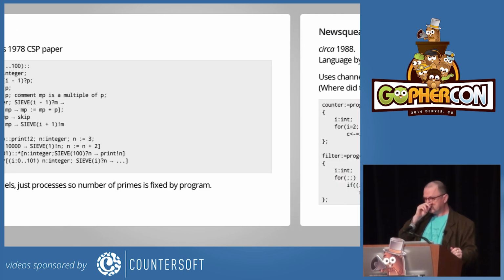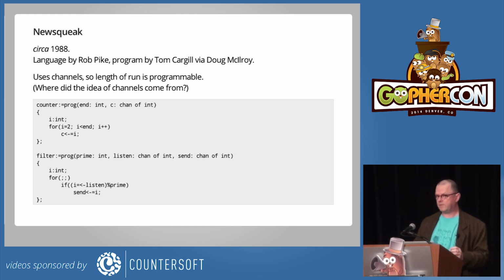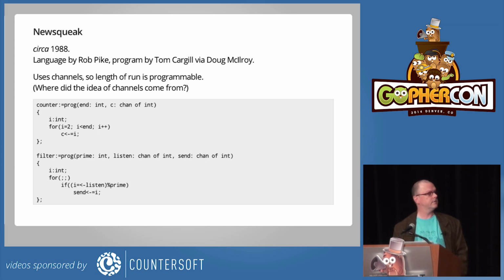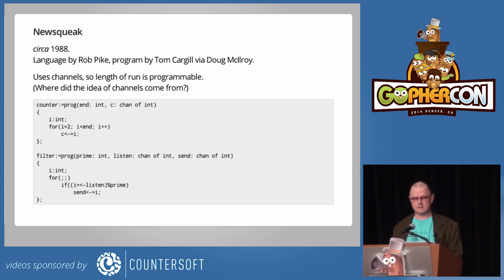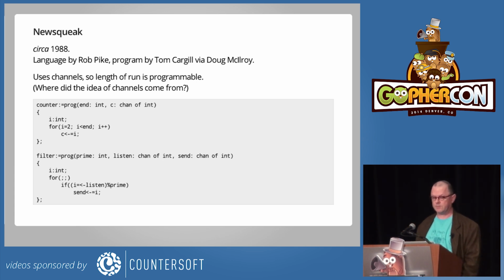So about 10 years later, I had been futzing around with some of these ideas for a while and decided I wanted to play with them for real. And so I wrote a little toy language called Newsqueak. And Tom Cargill wrote the prime Civ in Newsqueak first. I think he credited Doug McIlroy, but it's a longer story than that. This one, however, uses channels. Newsqueak had channels in it. And so the length of the run of primes is entirely programmable. The program is much more flexible. It's a little easier to read, I think, even though it's a weird little language.